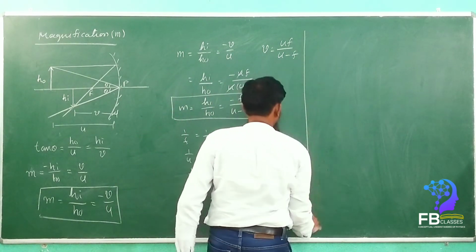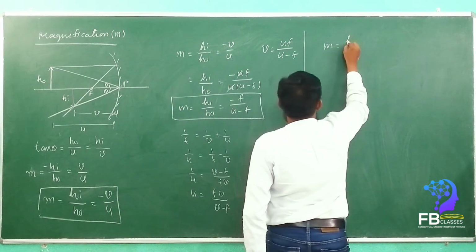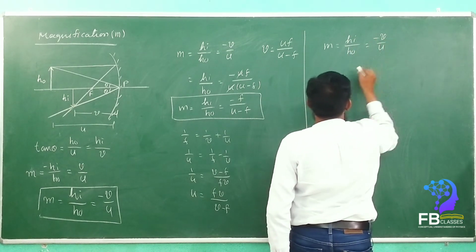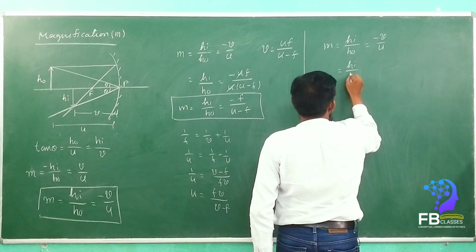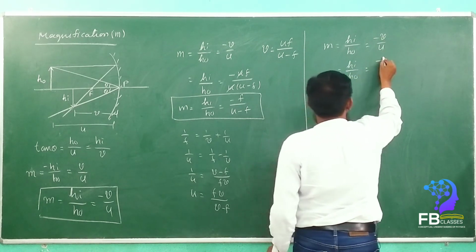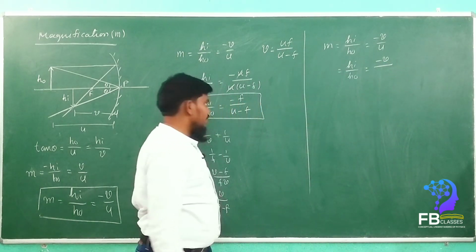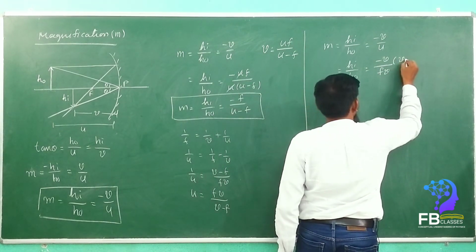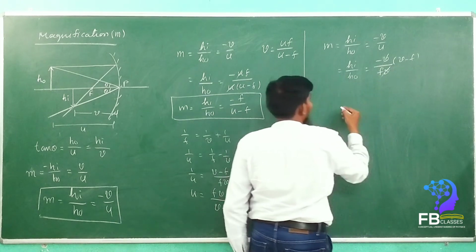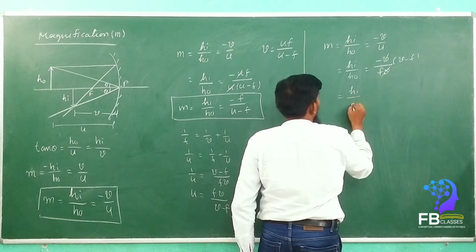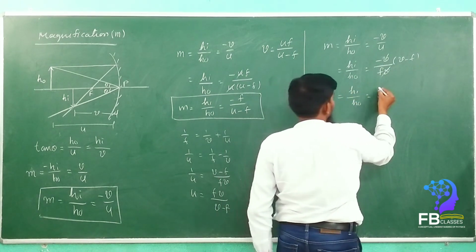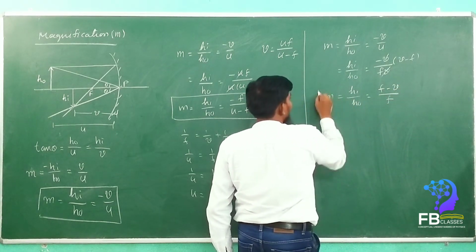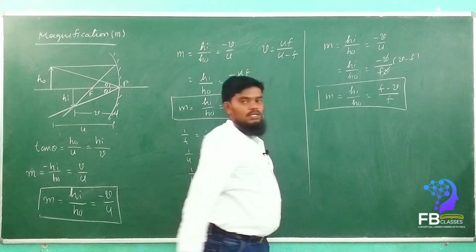So put in this value. Here m is equal to Hi by Ho, which is equal to minus V upon U. So Hi by Ho is equal to minus V. What is the U value here? FV upon V minus F. So V will get cancelled. How much will come? Hi upon Ho is equal to F minus V upon F. So this is also magnification. Yes or no?